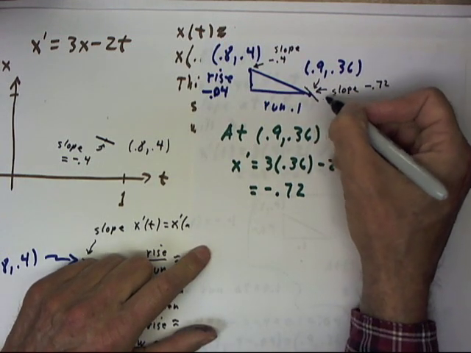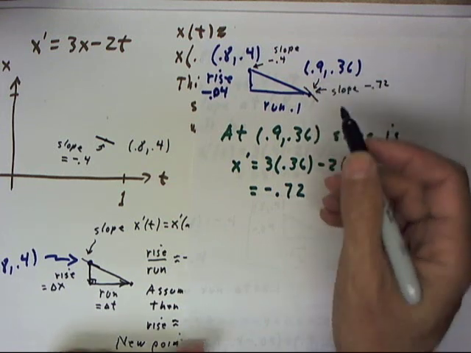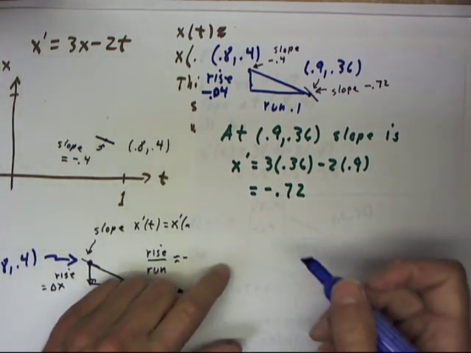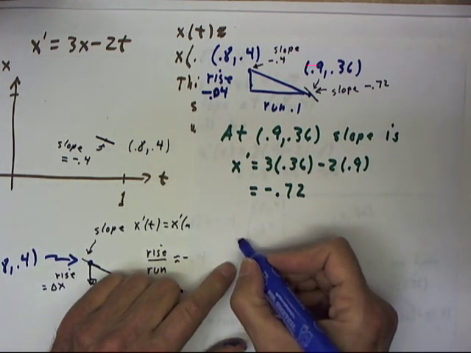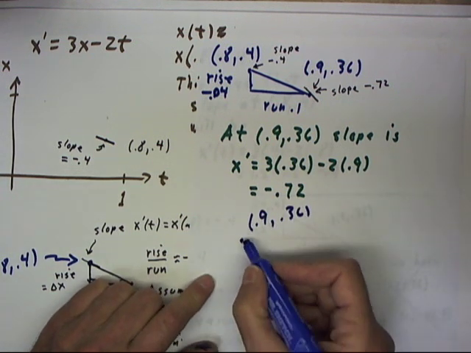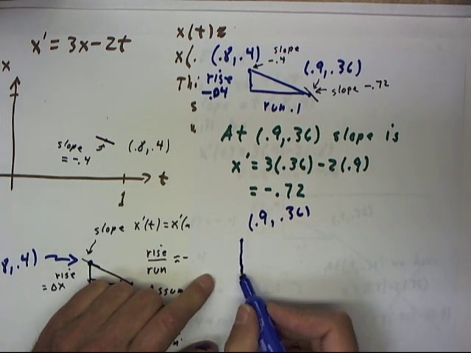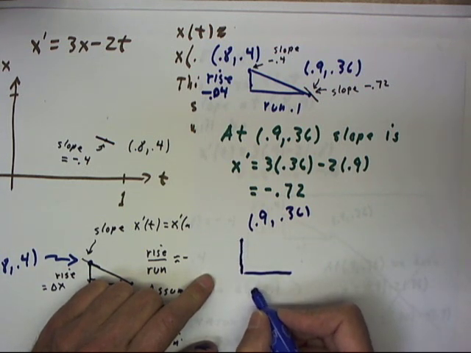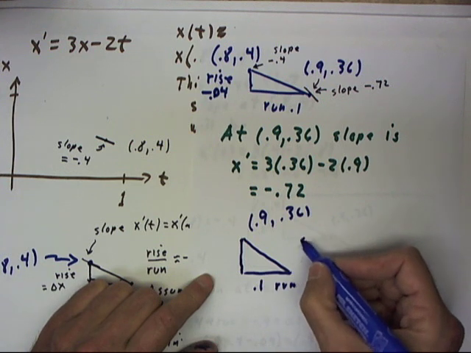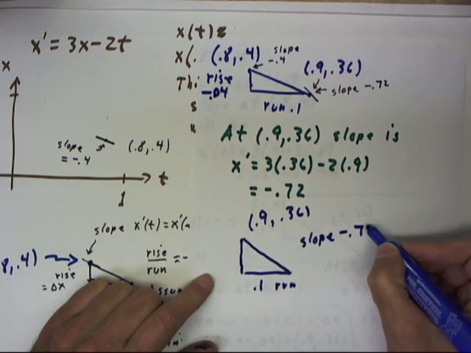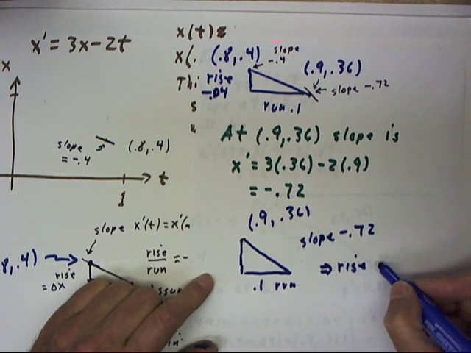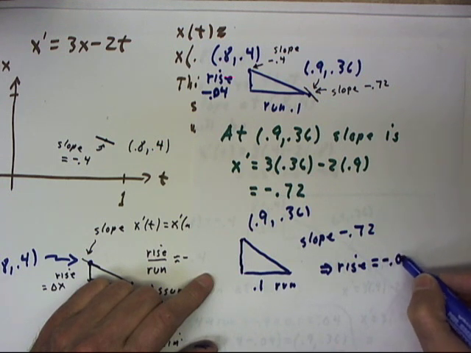In any case, if we just accept the slope of negative 0.72 at the point 0.9, 0.36, we can calculate a new point. So here we are at 0.9, 0.36, and we're going to move again a tenth of a unit. So let's move 0.1 unit run at a slope of negative 0.72. We find that the rise is going to equal negative 0.072.